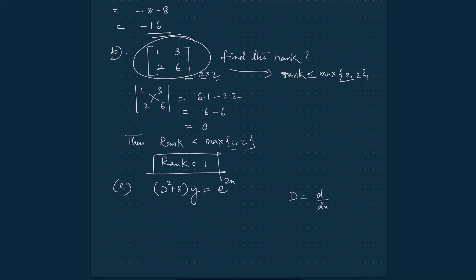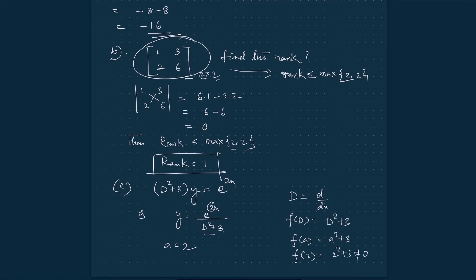So can I write like this? y is equal to e to the power 2x divided by D square plus 3. Now what is this D square plus 3? This is a function of D, so f of D is equal to D square plus 3. Here a is equal to 2, so if I replace, f of a is equal to a square plus 3, which is 2 square plus 3.